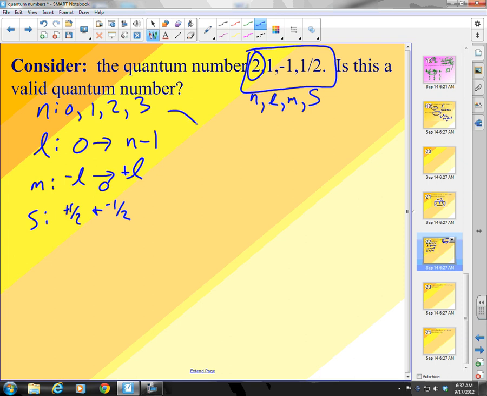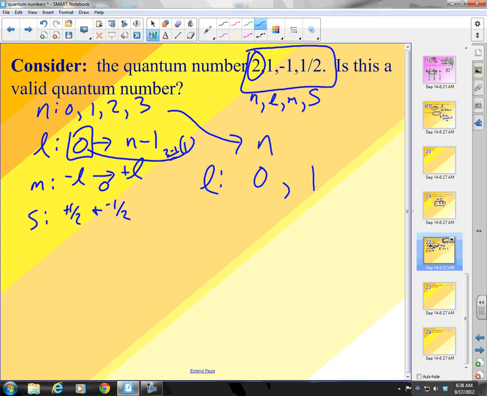N equals 2. So what are my values for L? How many values for L should I have? Well, N is equal to 2, so I have 2 values for L. I start at 0 and go to n minus 1. 2 minus 1 is 1. So I'm going from 0 to 1, and my values for L are 0 and 1.